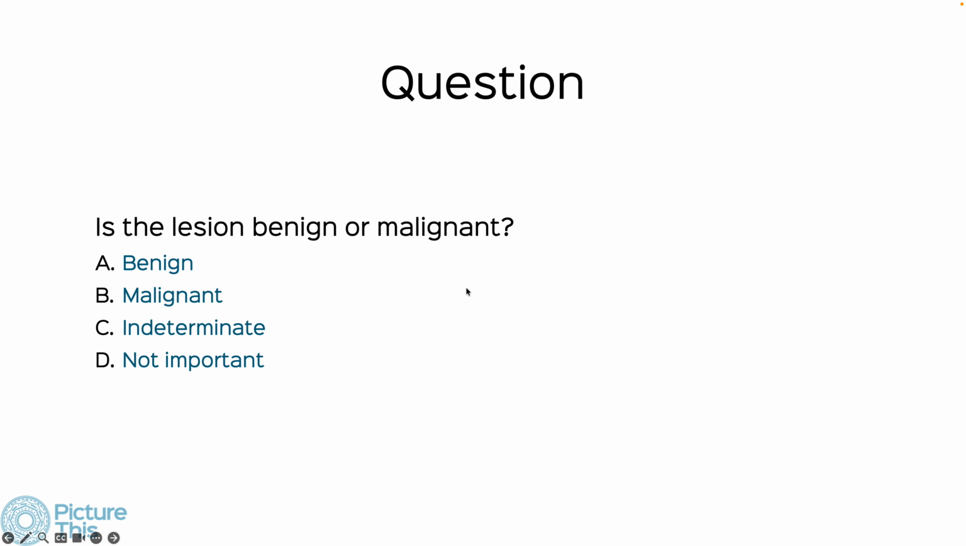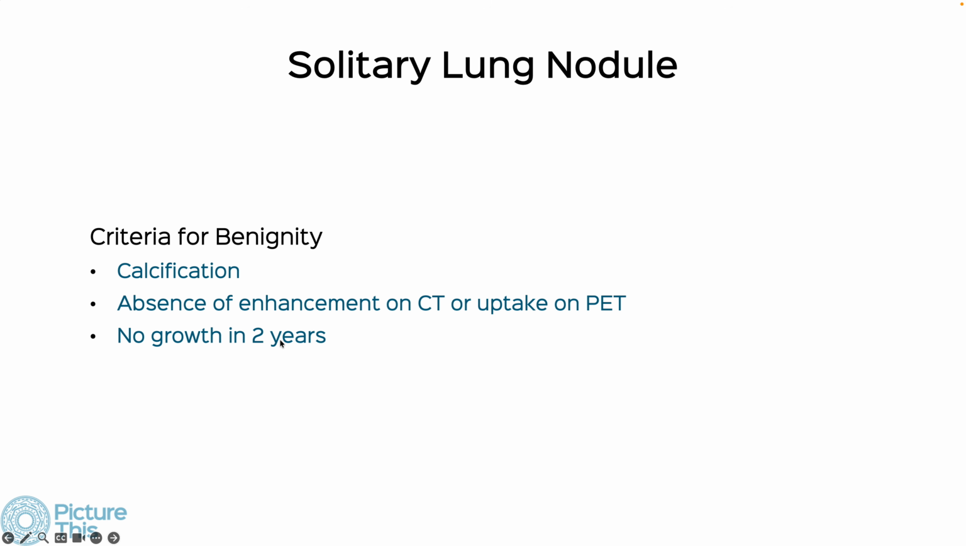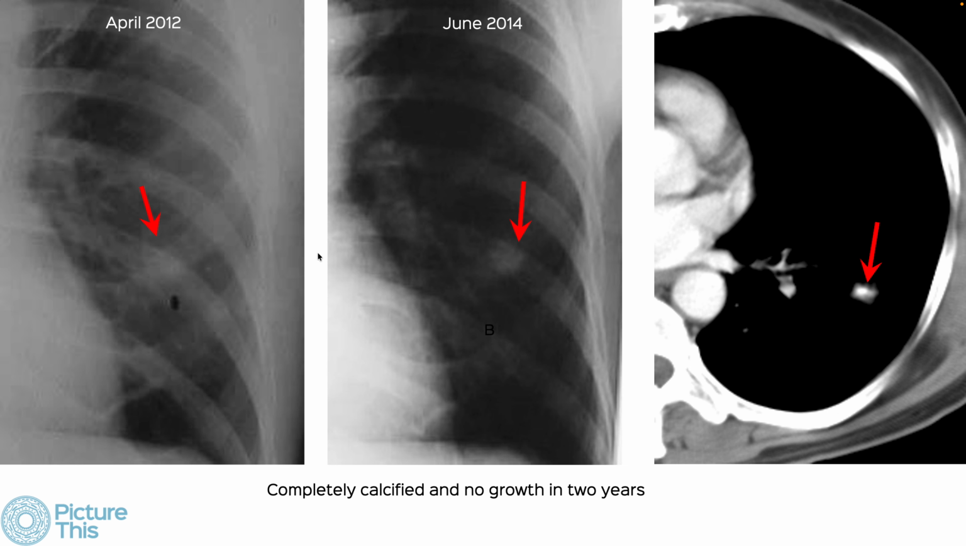So the question we have to ask is this benign? Is this malignant? Is this indeterminate? Is this not important? Now we have three criteria for benignity: complete calcification, absence of enhancement on CT or uptake on PET, and no growth in 2 years. So here's a patient with a nodule in the left mid zone, unchanged over 2 years, completely calcified.